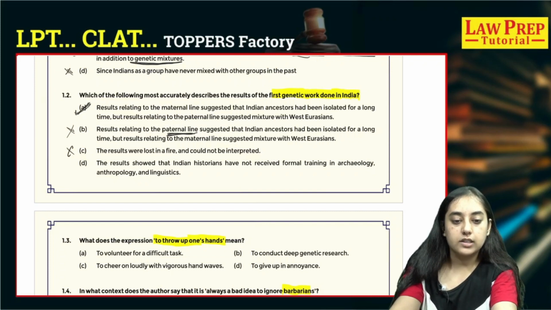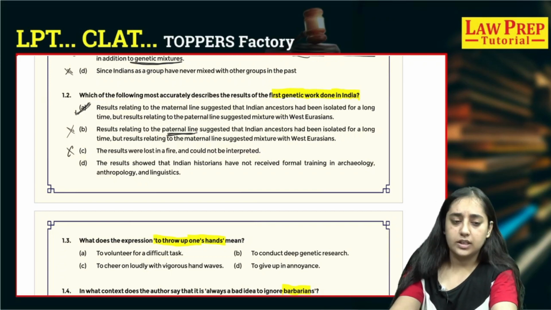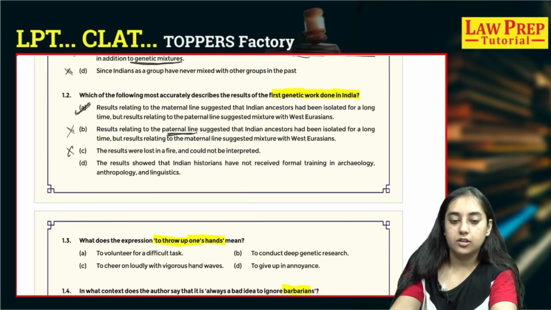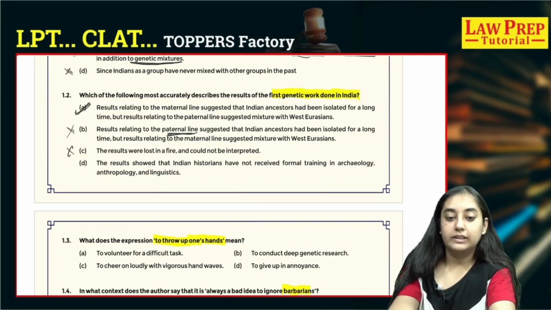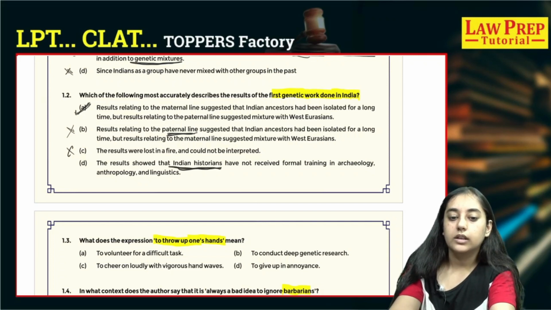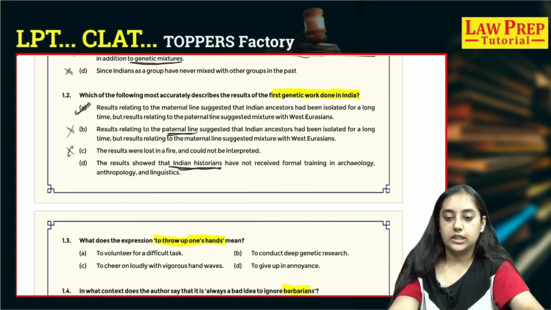Option D, the results showed that Indian historians have not received formal training in archaeology. Okay, so this is very incorrect. This is not even pertaining to the genetic work which was done. It's merely one line which was mentioned in the third paragraph. That too, it was not about Indian historians. It was about the geneticists not having received a formal training.